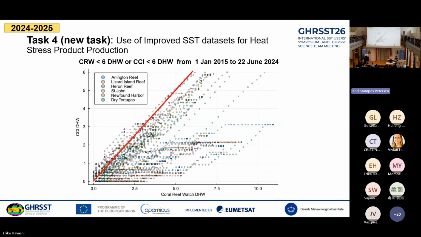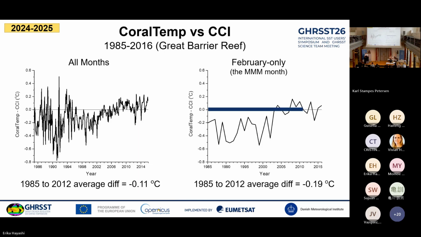So it's all over the place. And here's a plot of 4, 5, 6 reefs for 2015 to 2024. And as you can see, that red line, by the way, is the 45-degree, one-to-one line. So, oops, it's all over the place. It's not like you can calibrate it. The question is, why is this happening?